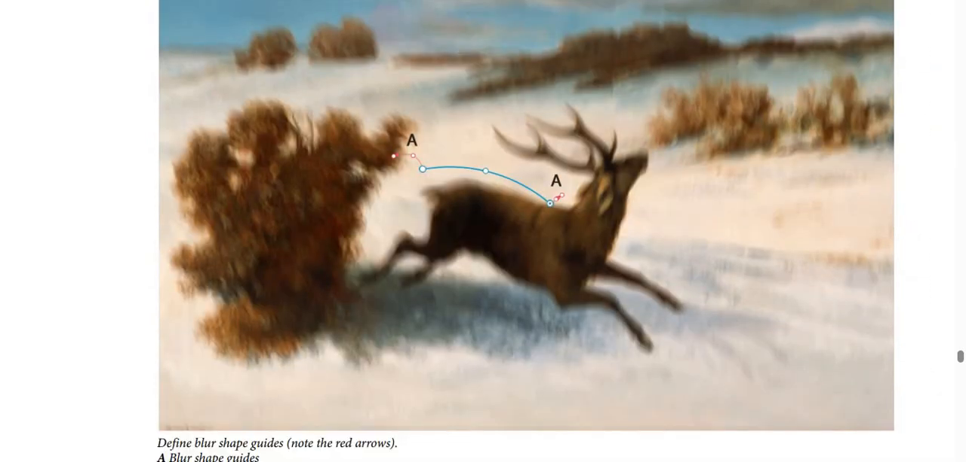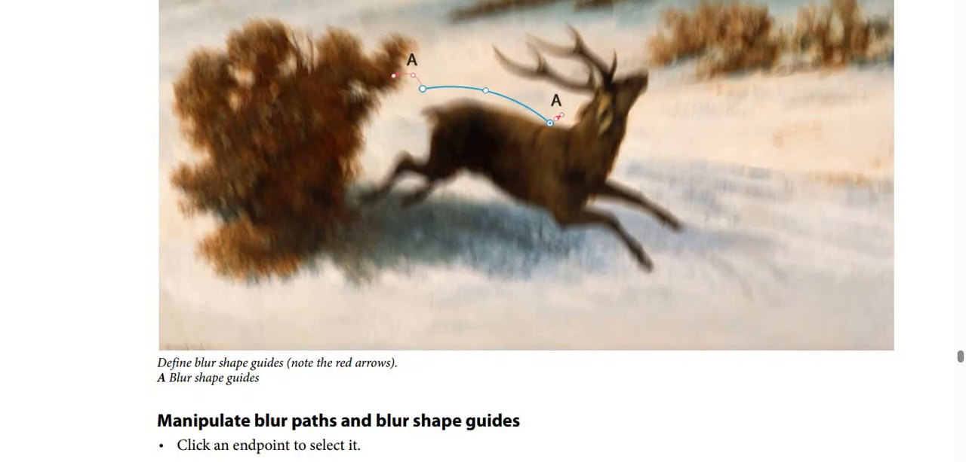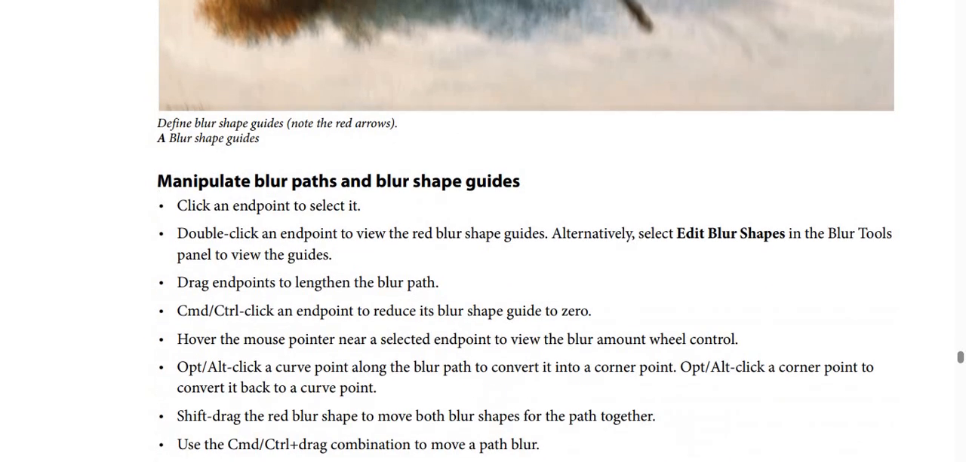And look at this image again, this screenshot now. We have A and A again. This screenshot explains for you how to define plural shape guides, note that the red arrows and A mean plural shape guides. And what about manipulating plural paths and plural shape guides?